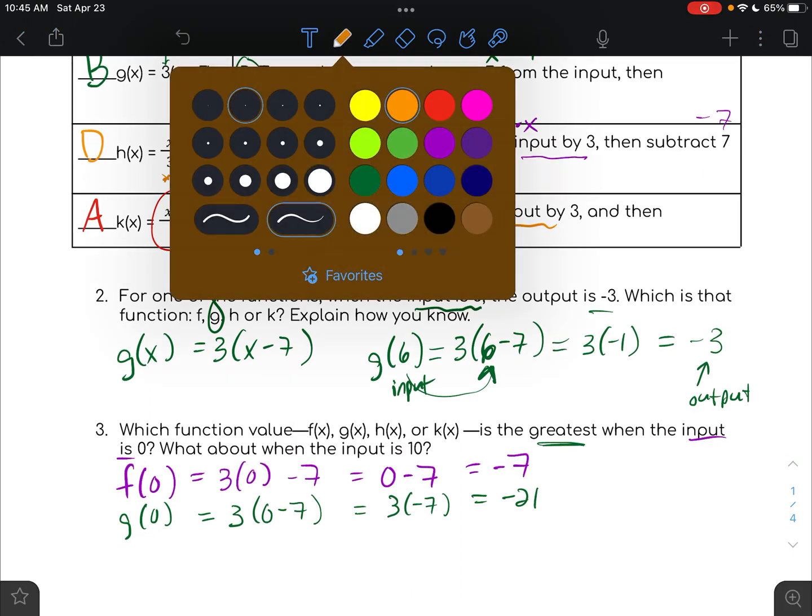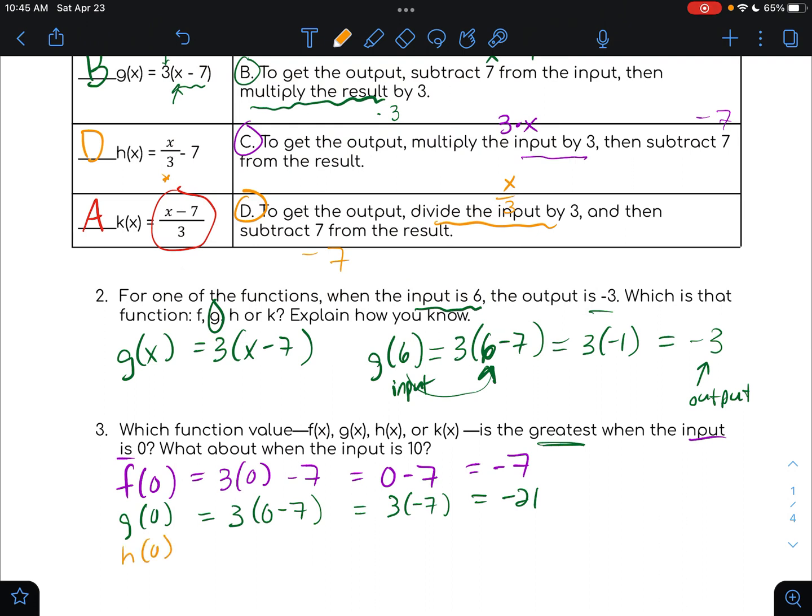All right, the h function. So h of 0. If we put 0 in here, that would be 0 divided by 3 minus 7. 0 divided by 3 is 0. 0 minus 7 is negative 7 as well. So we have another one that comes out to negative 7.